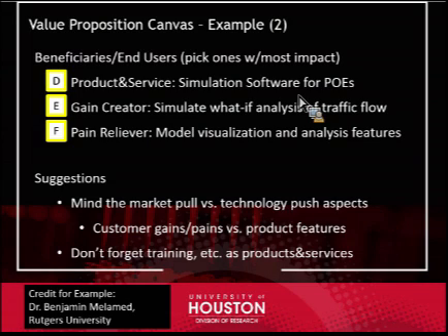Now, there could be multiple products or services associated with that. That software may have training associated with it. It may have other features, but for us in this example, we're just going to talk about the software itself. And so relating your game creators back to your end user requests or problems or wants, this particular piece of software is designed to where they can simulate what-if analysis of traffic flow. That's one of the features that is a game creator that helps them do things that they can't currently do.